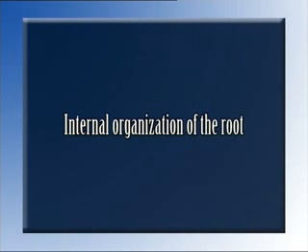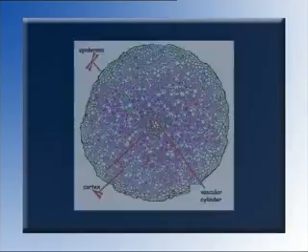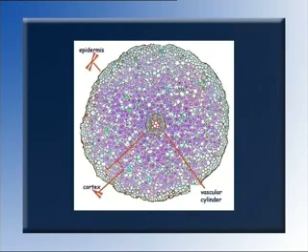Internal organization of the root. The root shows comparatively simple internal organization than the stem due to the absence of nodes and internodes and lateral appendages. 3 zones can be distinguished in a root in the primary state of growth. Number 1, epidermis, number 2, cortex, number 3, vascular system.